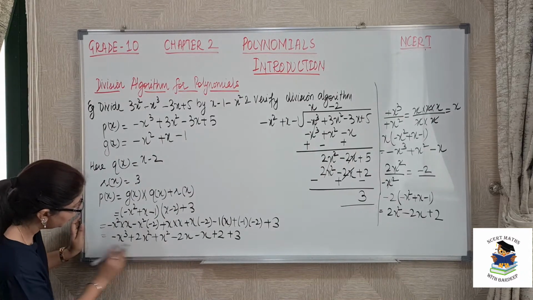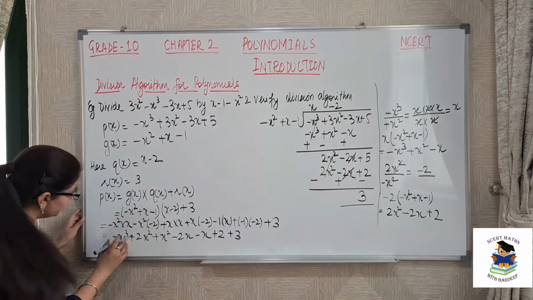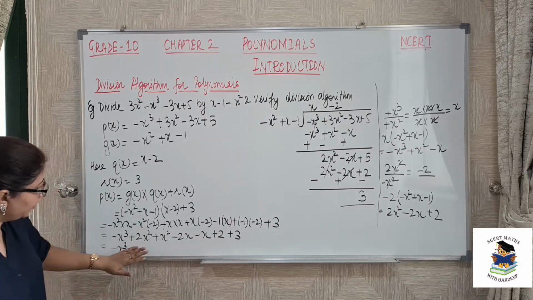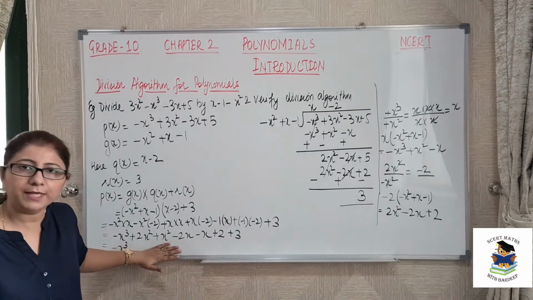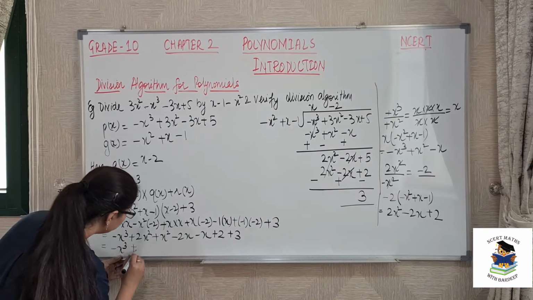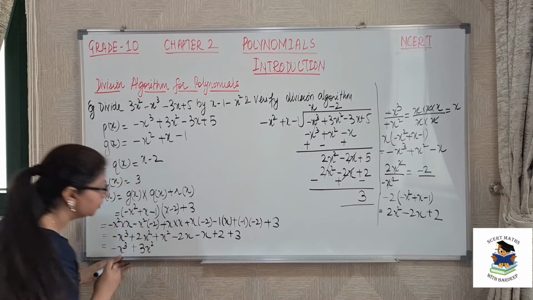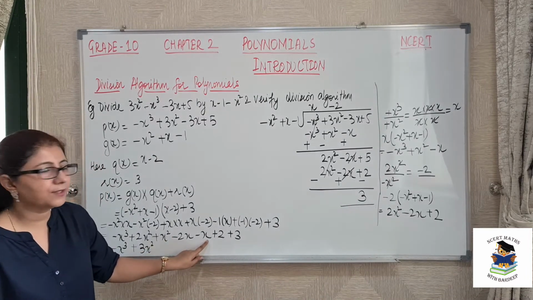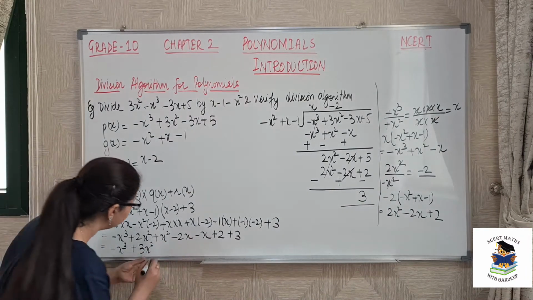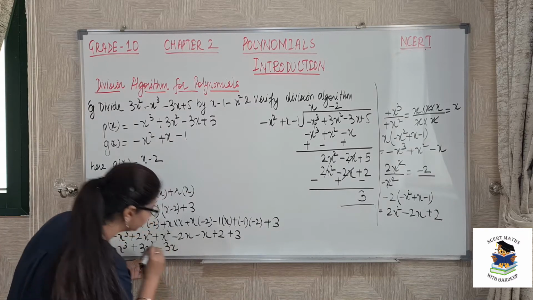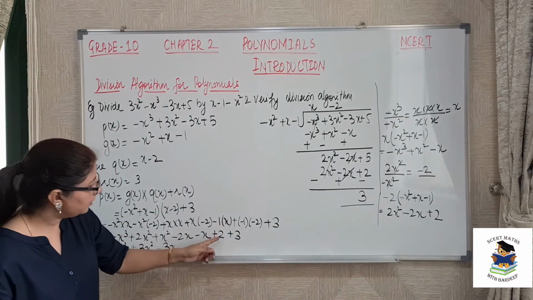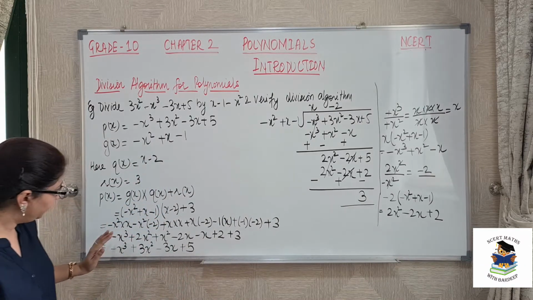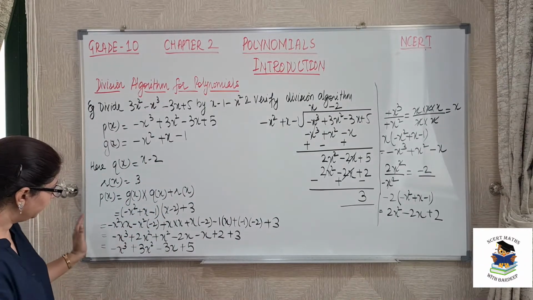Okay. So now we will combine the like terms. X cube is only one term, so we will write it as it is. Okay, so now see 2x square plus 1x square. This is 3x square. Okay, minus 2x minus x. Minus 2x minus x is minus 3x. Correct? And then plus 2 plus 3 is 5. Beyond this, we cannot further combine them.